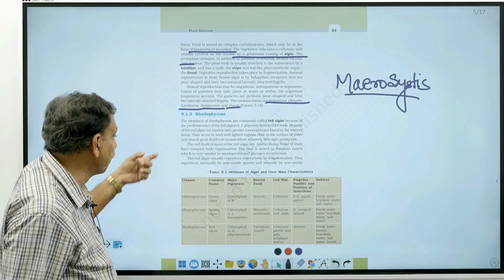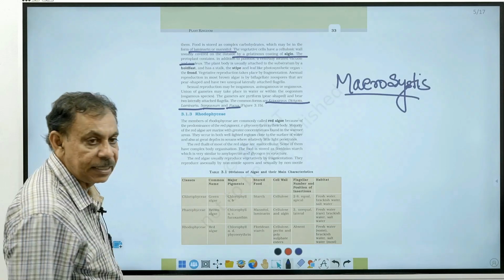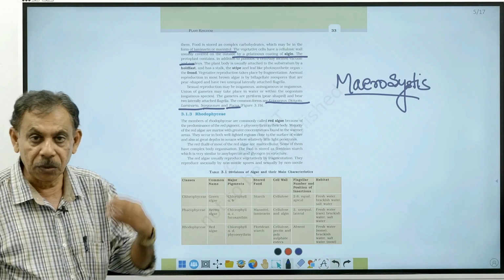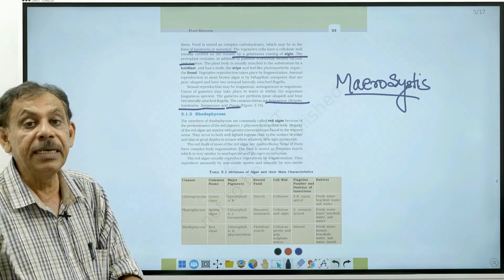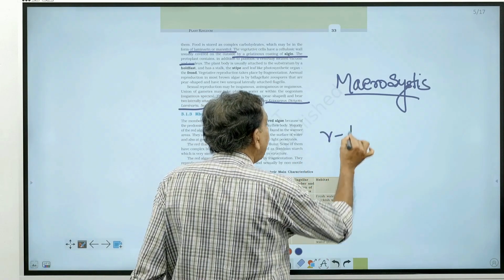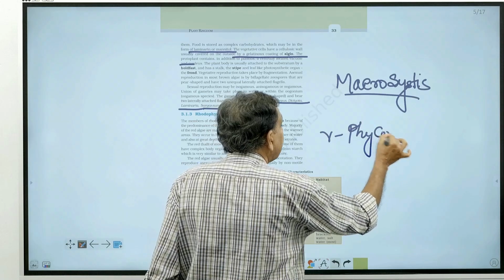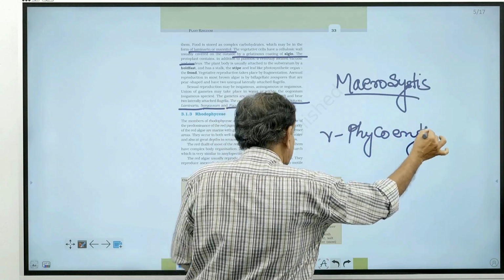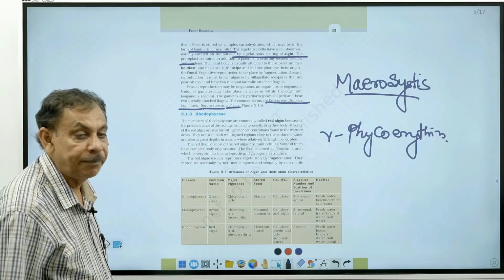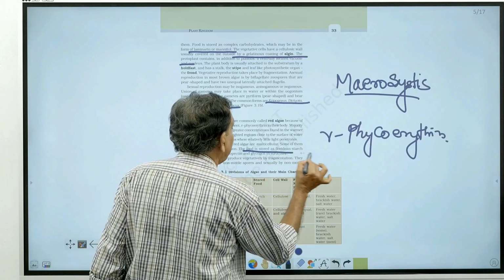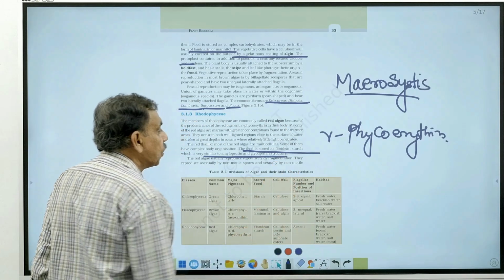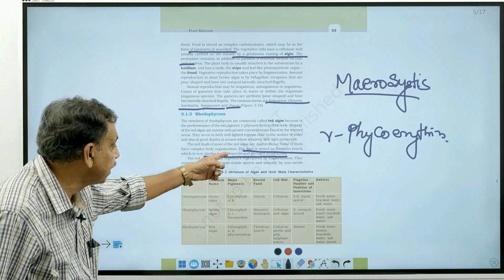Now coming to Rhodophyceae. Rhodophyceae is otherwise called red algae. Why is it red algae? Because of the pigments chlorophyll A and chlorophyll D. In addition, it has a red coloration pigment called R-phycoerythrin. Okay, the storage food is very important: Floridean starch. It is similar to glycogen and amylopectin in structure.